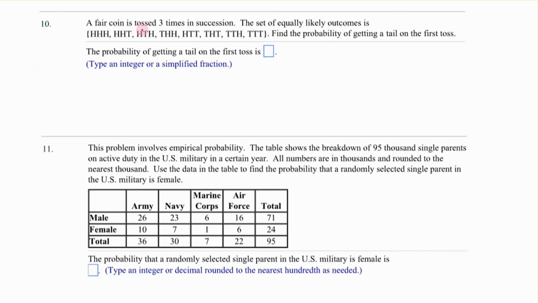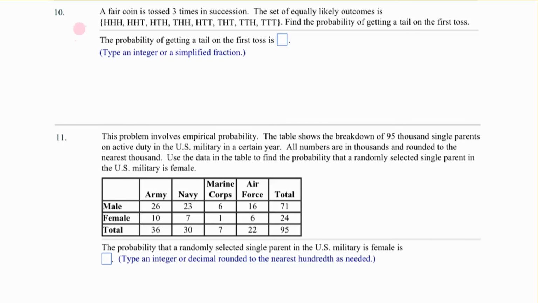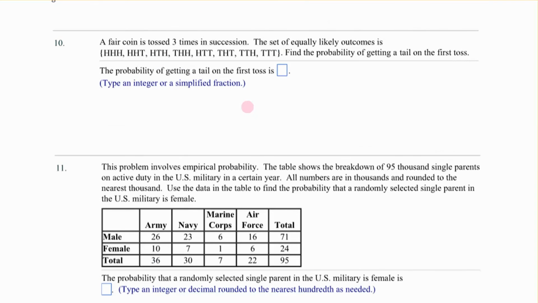A fair coin is tossed 3 times in succession, and so on. So this is starting out the same way, and again, this is your sample space. Find the probability of getting a tail on the first toss.